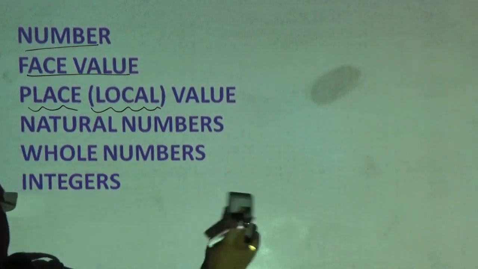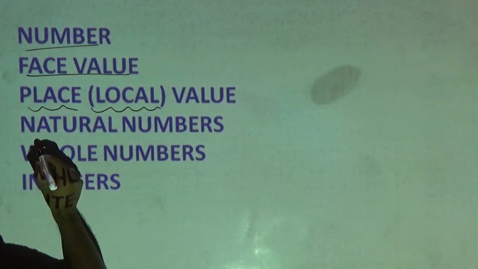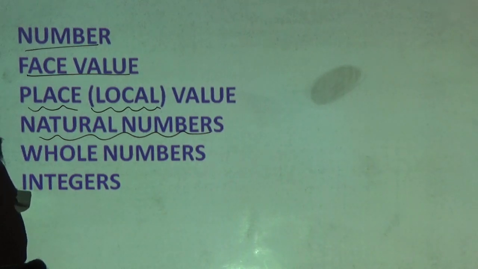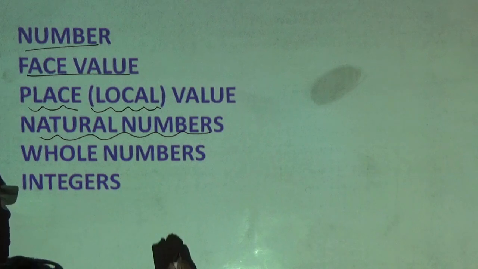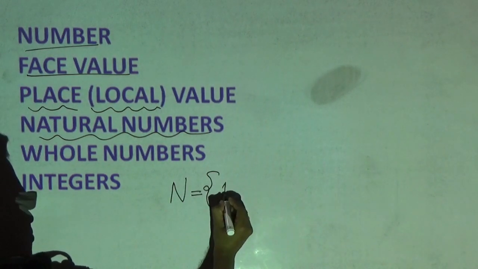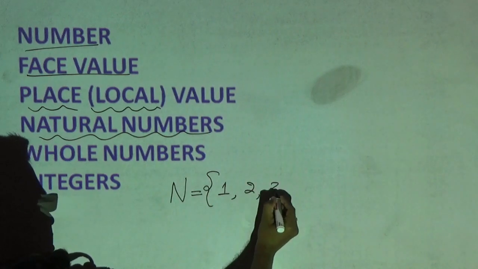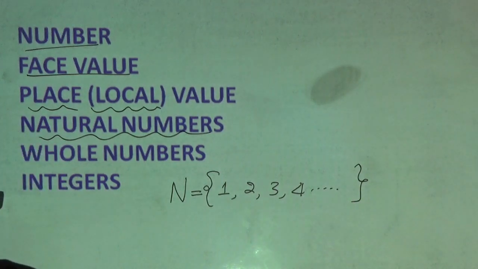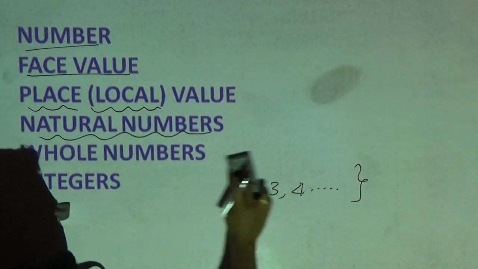Now, the next topic is natural numbers. So you should know what you mean by natural numbers. Counting numbers are called natural numbers. What are natural numbers? Counting numbers are called natural numbers. That is represented by capital letter N. Okay, counting numbers from where? 1, 2, 3, 4, and so on. So this is called what? Natural numbers. What do you mean by natural numbers? Counting numbers are called natural numbers. So hope you came to know what you mean by natural numbers.